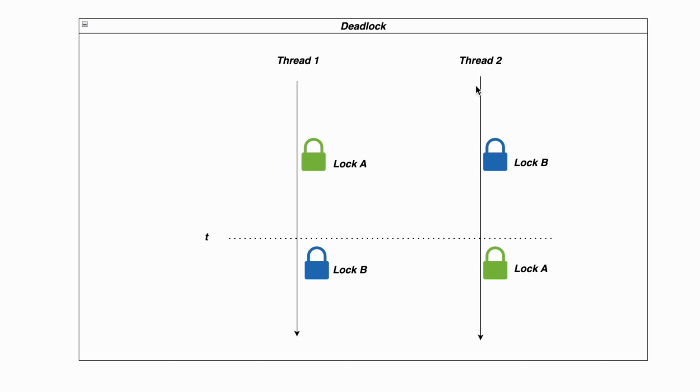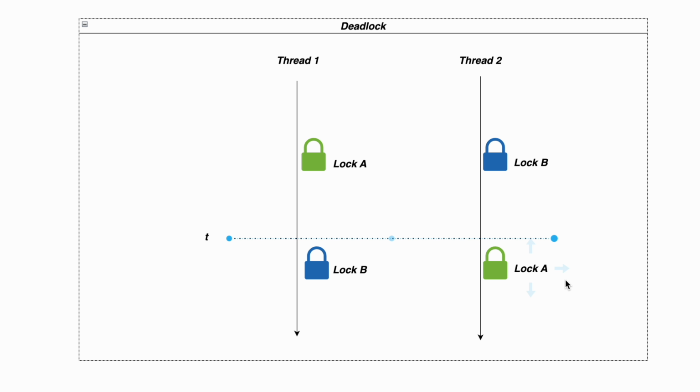Let's imagine this scenario at time t. Thread 1 needs lock B while it has already acquired the lock A. Likewise, thread 2 needs lock A while it has already acquired the lock B. But both the threads won't be able to acquire the needed lock because it is being held by the other thread, and neither of the threads is in a situation to let go of its acquired lock, since it's needed to complete the processing of the thread.